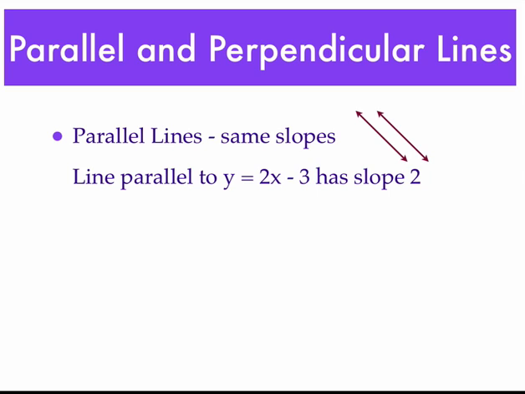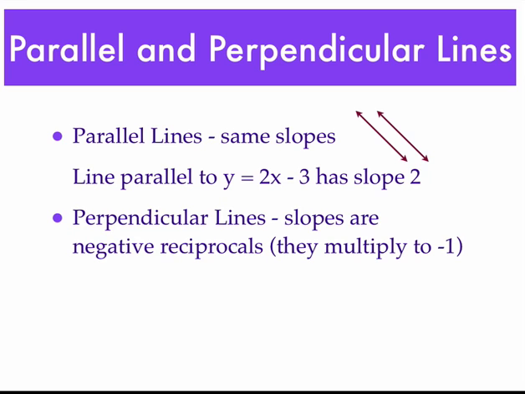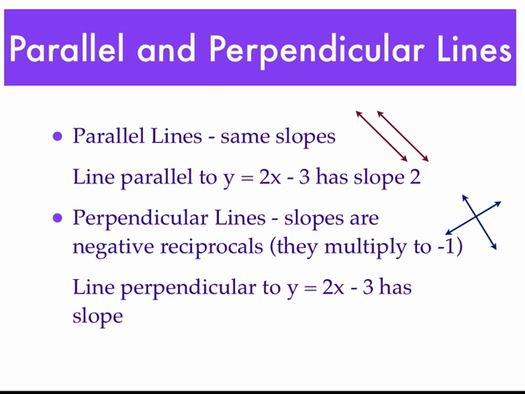Perpendicular lines have slopes that are negative reciprocals. That means they multiply to -1. So if you have the line perpendicular to the line y equals 2x minus 3, that line will have slope -1/2, because -1/2 is the negative reciprocal of 2.